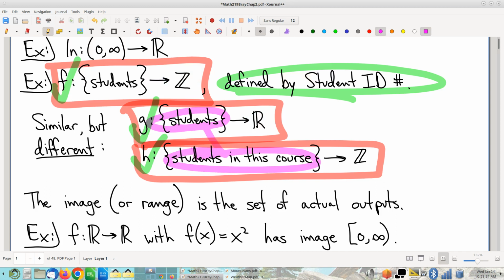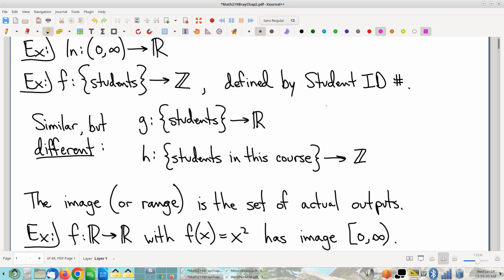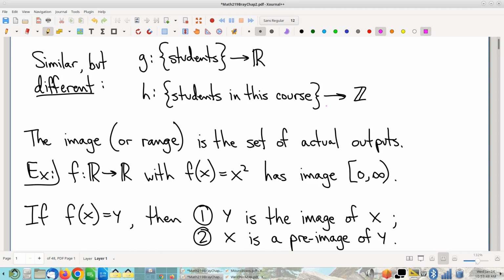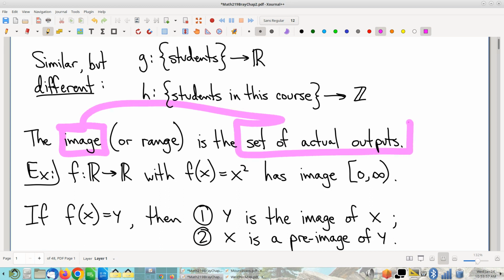I can talk about a function defined for all students at Duke. I can also talk about the student ID function defined just for students in this class. Okay. All right. Now, I know that seems fussy. All right. Yeah, so let's talk about this word, image. Let's start with image. The image of a function is the set of actual outputs, not to be confused with the target, which is the set of allowable outputs.